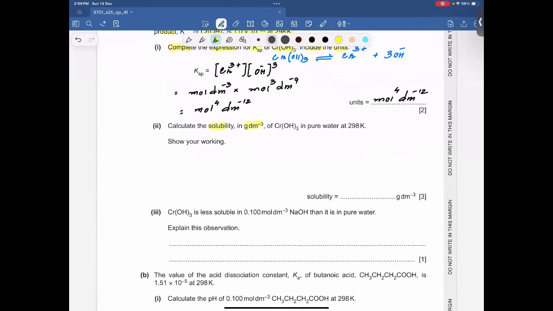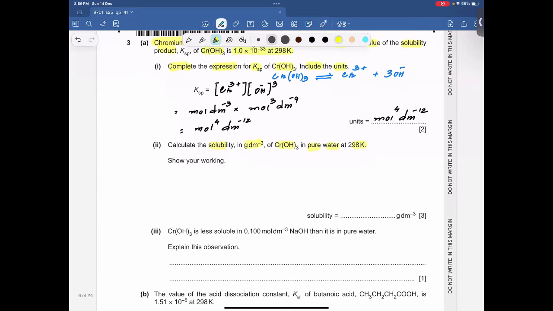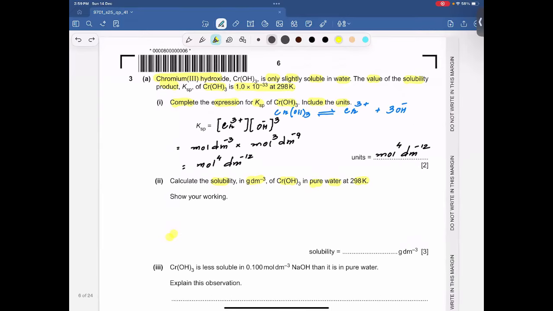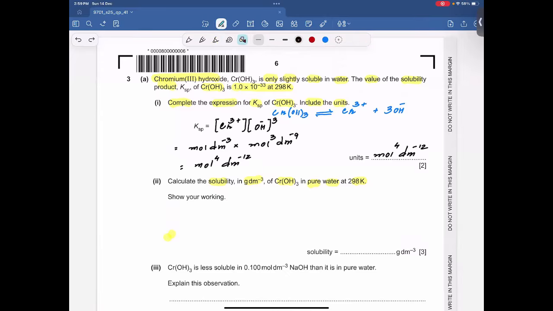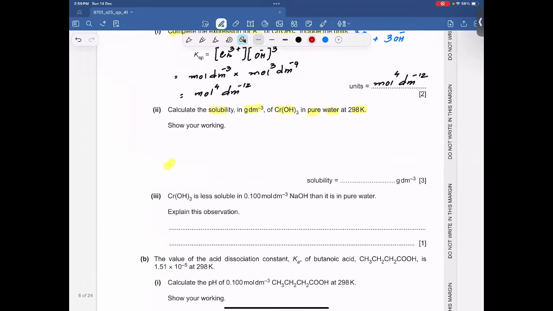Calculate the solubility in gram per dm cube of chromium hydroxide in pure water at 298 Kelvin. Show your working. My goodness. We have 3 marks. And examiner has given us what? Ksp ki value. I'm going to use this value in order to get the solubility of chromium hydroxide in gram per dm cube. And again, that's an easy thing. It's all about calculation.